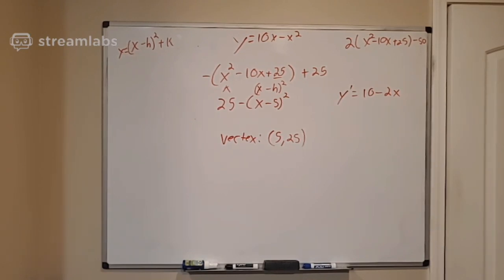They didn't say you have to find the vertex using that. They just said find the vertex. It just makes it easier if you remember that's vertex form. And then part C, find the set of values for which y is less than 9. How am I going to do that?